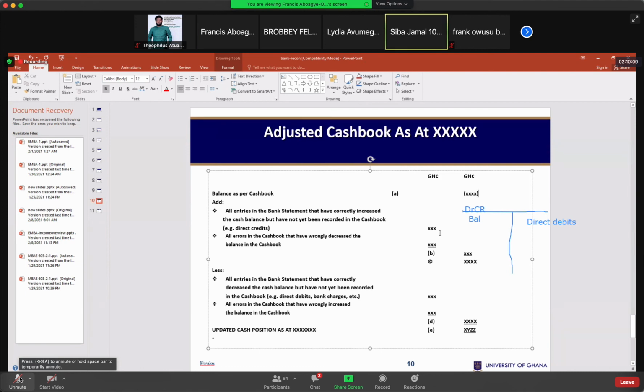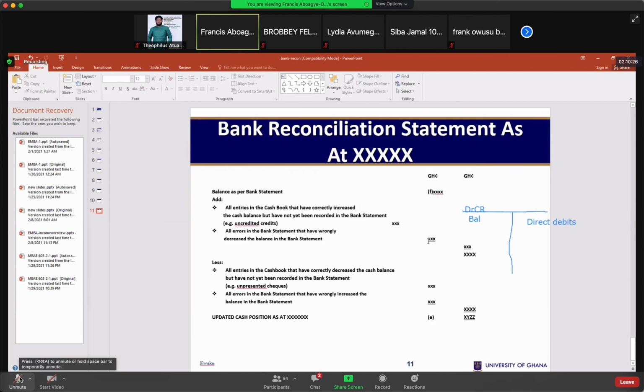Okay, Prof. I have a follow-up. What if the bank balance is rather overdraft? Which bank balance? The bank statement. Yes. If the bank statement is overdraft, it means that this one will be negative. So you are adding this positive to the negative.